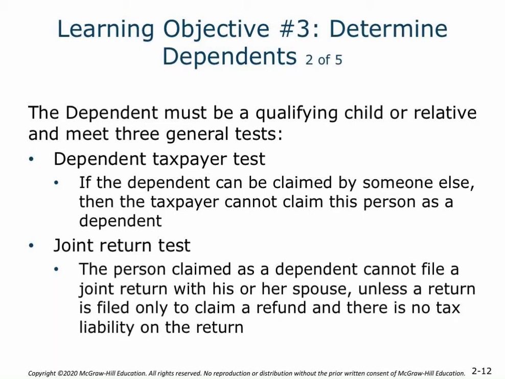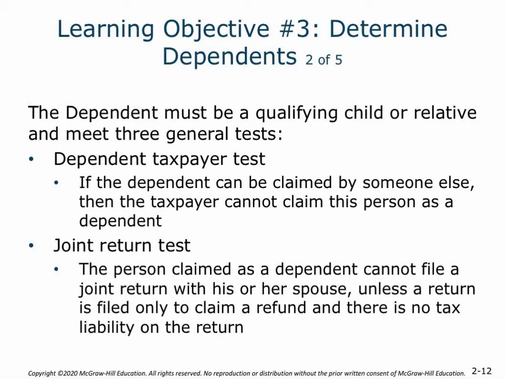But the important thing to know for this purpose, for this test, is that only one person can be claiming you as a dependent. The second test here that needs to be met is a joint return test, and that is that the person claimed as a dependent cannot file a joint return with a spouse, unless the return is just to claim the refund as a no liability tax return filing.